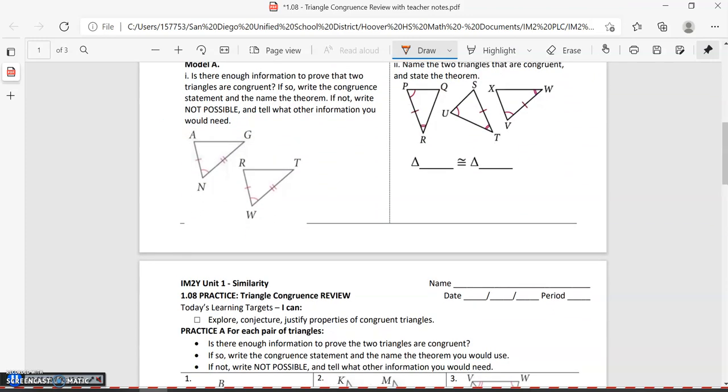Model A. So first part of the question, is there enough information to prove that two triangles are congruent? So that's a yes/no question. If so, write the congruent statement and name the theorem. That should be on there. If not, write not possible and tell what other information you would need. So let's look at our first triangle.